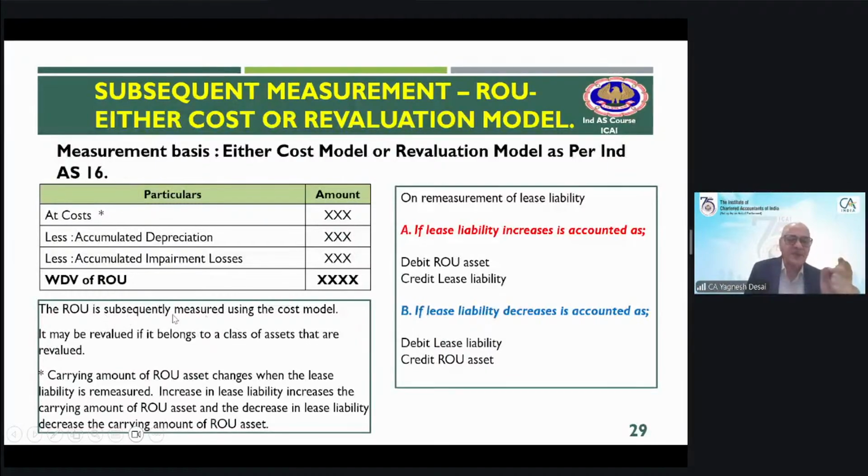The ROU is subsequently measured using the cost model. It may be revalued if it belongs to a class of assets that are revalued. For example, you have taken a building on a lease, and the entity as per Ind AS 16 follows the revaluation model for the building. So in that case, this ROU asset, building, will also be measured using the revaluation model. A very important star mark: the carrying amount of the ROU asset changes not just because of depreciation and impairment losses.